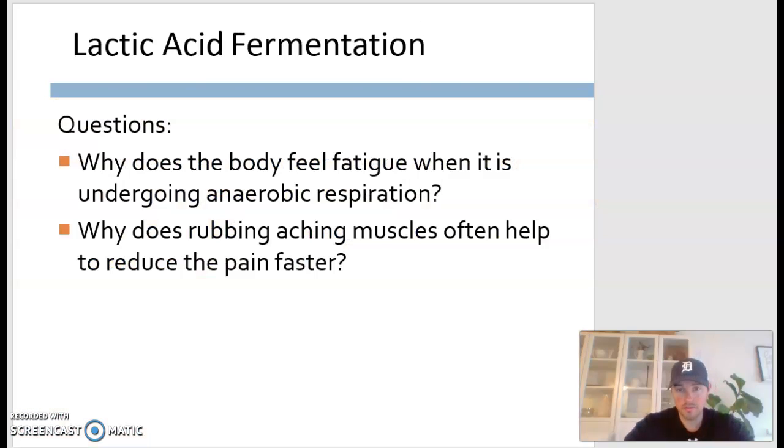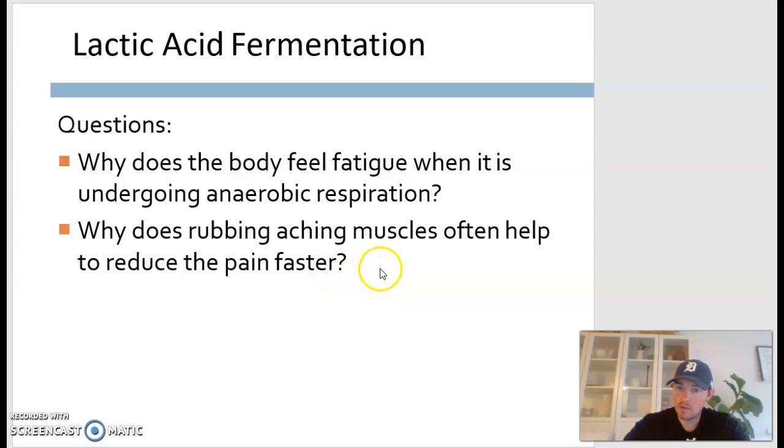So you could pause the video for a second if you want here and try to answer these questions. Okay, so why does the body feel fatigue when it's undergoing anaerobic respiration? Simple. Well, one, we're not making a lot of ATP. We're not making a lot of energy, so you're going to feel fatigue. But also, that production of lactic acid burns, and it makes your muscles feel very sore and heavy.